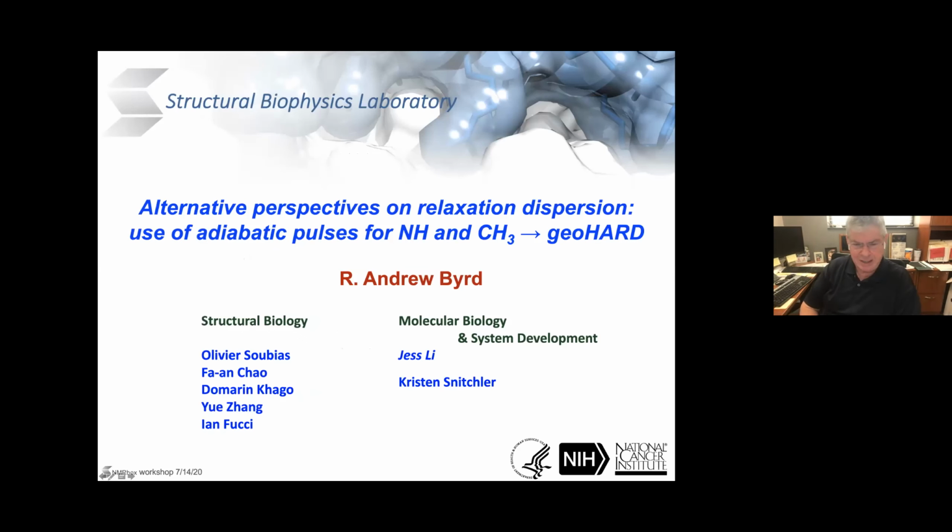So the title here, I want to make certain that I clarify that we're going to mainly talk in the meat of this about relaxation dispersion using adiabatic pulses. This has been developed by Frank in our group, and this treats both the NH spin system and the methyl spin system. And Ian is going to show you some methyl data. This is the more recent data that was published both about a year ago, and then another paper earlier this year. And these are called GeoHard. Geo is for geometric approximation, and Frank's going to tell you about that. And HARD is heteronuclear adiabatic relaxation dispersion.